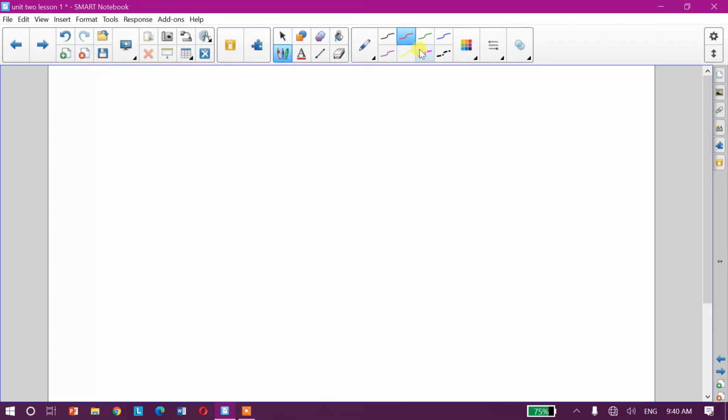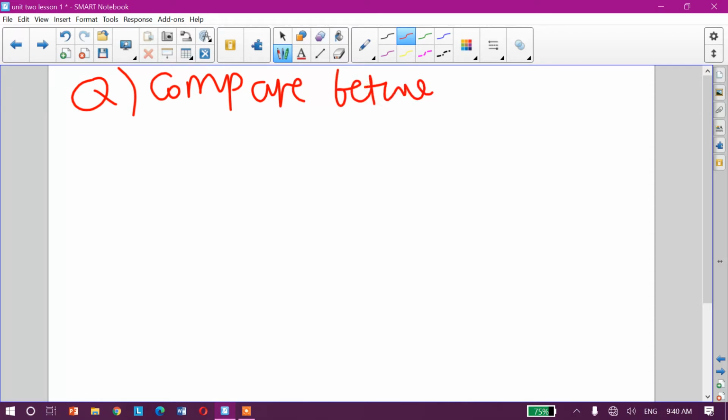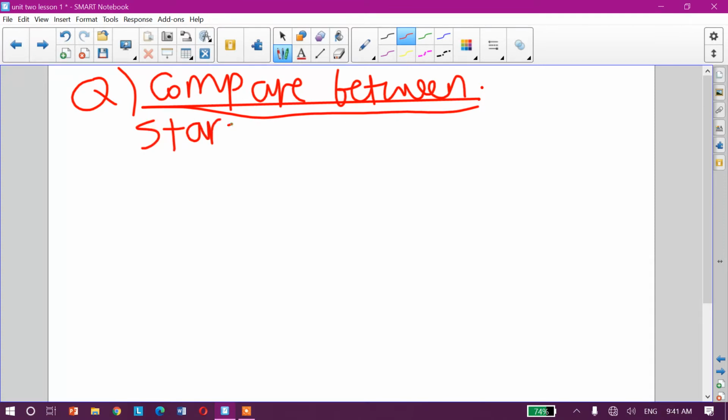Like what? We will make a table. So I will ask you a question: compare between stars and planets. Today we will compare between stars and planets.